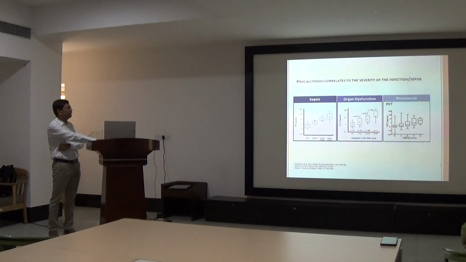So it is directly correlated with the severity of infection in sepsis. When the patient has systemic inflammatory response, sepsis, severe sepsis, septic shock, the procalcitonin is rising in critically ill patients with multiple organ failure. According to the SOFA score, when the SOFA score is increased, PCT is proportionately increased. In pneumonia, the CURB-65 score: confusion, respiratory rate high, systolic blood pressure low, age 65. This score is also increased when PCT is proportionately increased.